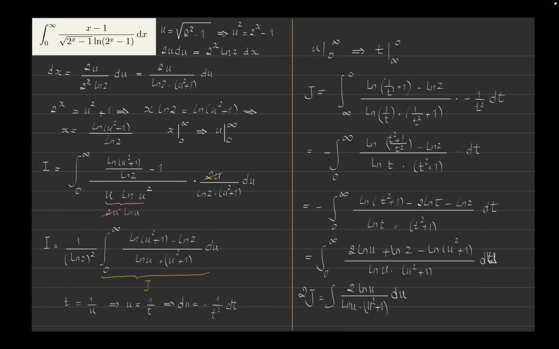Okay? But now you see that this ln of u and that ln of u are gone. Of course, the limits are also the same. It goes from 0 to infinity. And then what happens? These 2 and that 2 will be cancelled. So finally I get that J is equal to integral from 0 to infinity du divided by u squared plus 1, which is arctangent of u going from 0 to infinity. But arctangent of infinity is simply pi over 2, and arctangent of 0 is 0.